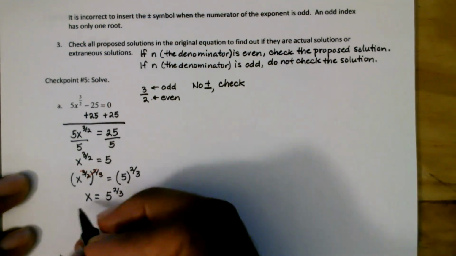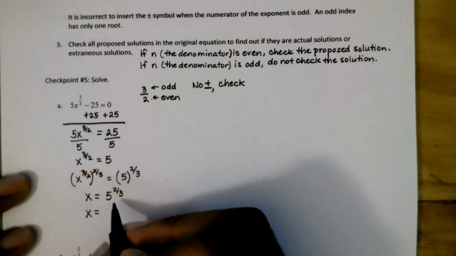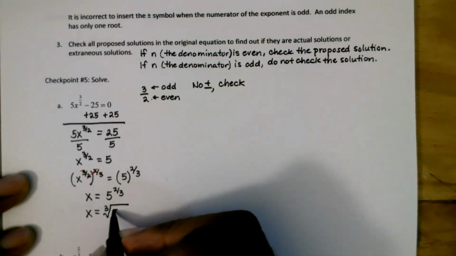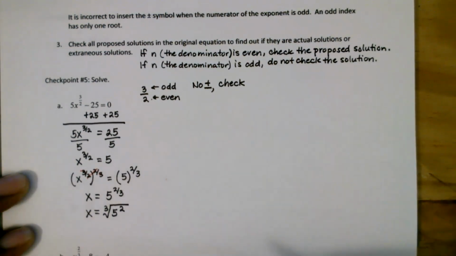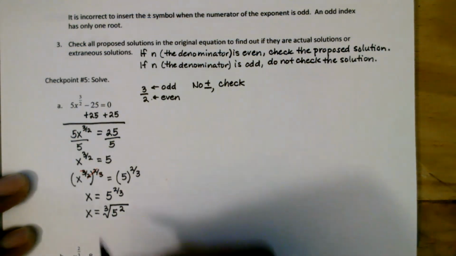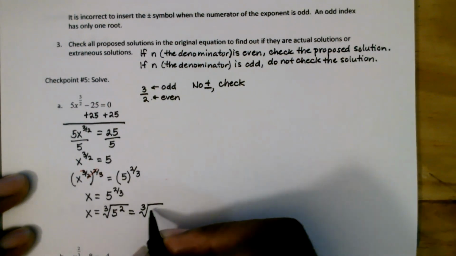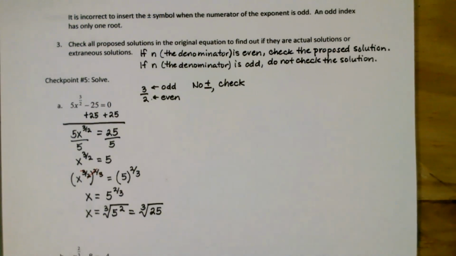And in this case here, if I write that in the form of a radical, this is what I'll have. The 3 in the denominator will be the index. The 5 goes underneath it, and the 2, which is my exponent, will be the exponent for 5. So it'll be the cube root of 5 to the second. And 5 to the second is 25. So I can simplify that as the cube root of 25.